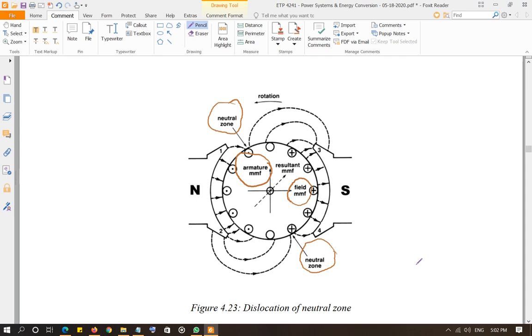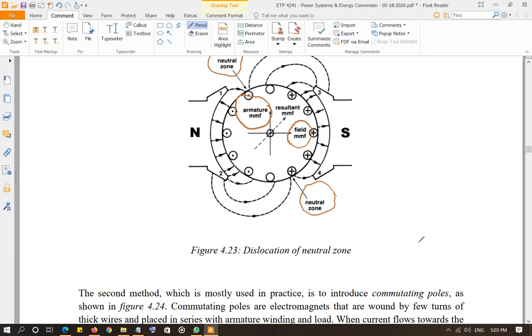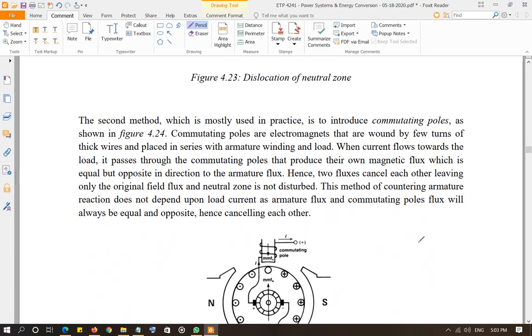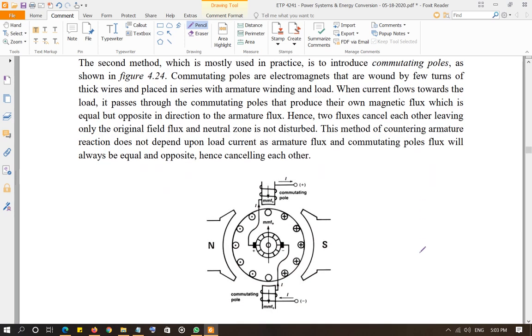But if the load on the generator is variable, if it is giving different currents, then of course every time the value of the current changes, the flux produced by the current is going to change. The total pattern of the magnetic flux is going to be different. So just changing the location of the brushes is not going to work. So for that, practically what we do in all the generators is we use commutating poles.